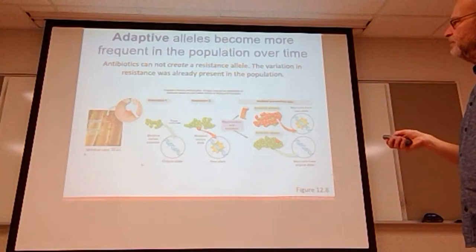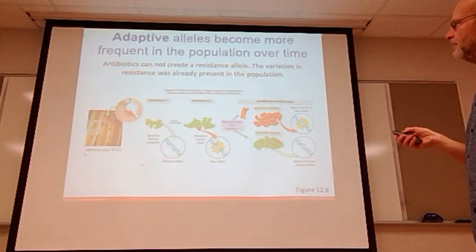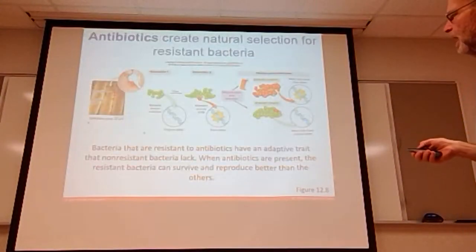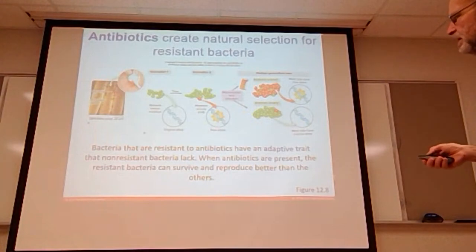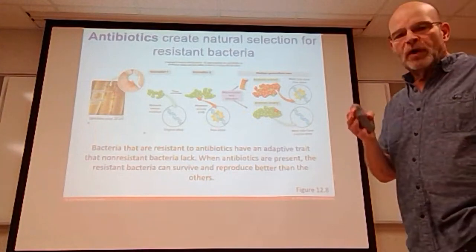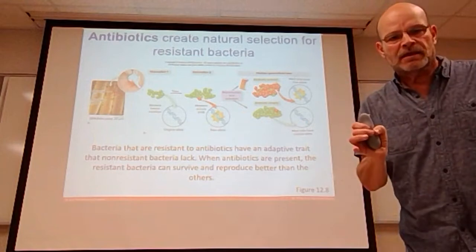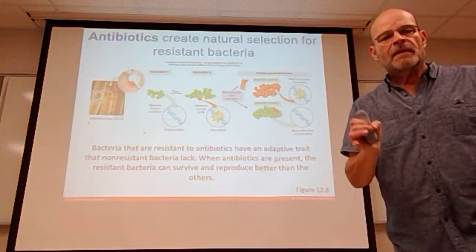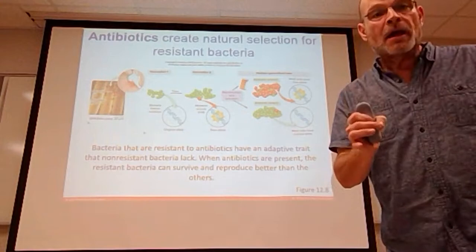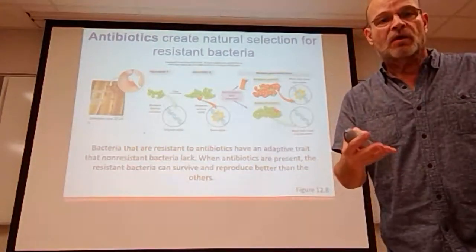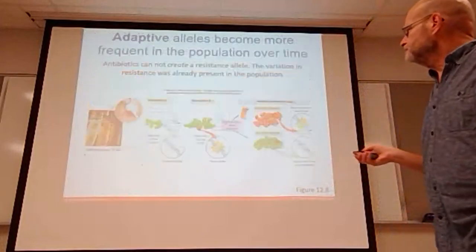Again, same molecule, same drawing. Antibiotics cannot create a resistant allele. The variation in resistance was already present in the population. That's what's very important to understand about antibiotic resistance. The presence of the antibiotic is not causing the resistance. The presence of the antibiotic may be changing the allele frequency within the population.